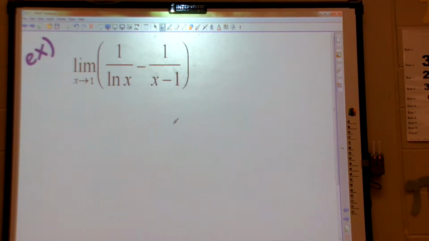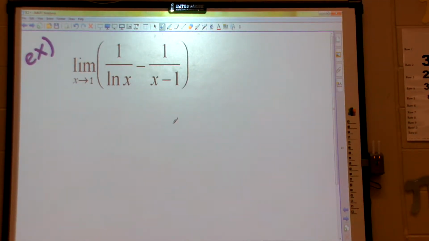Okay. Can I use L'Hopital's? Yeah, because that's 1 over 0. Which is what? What's virtually 1 over 0? 0? Or no, it's infinity. As the bottom gets smaller and smaller, the whole thing gets bigger and bigger, correct?